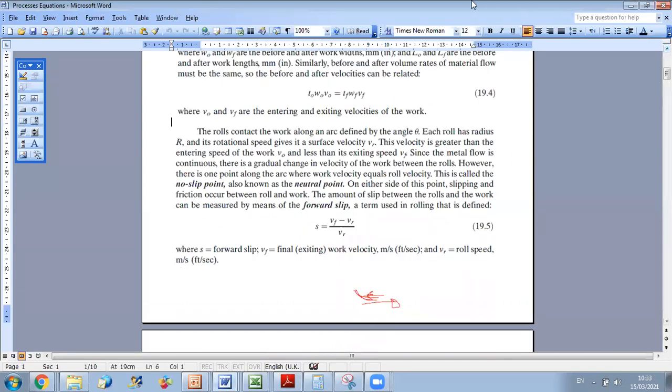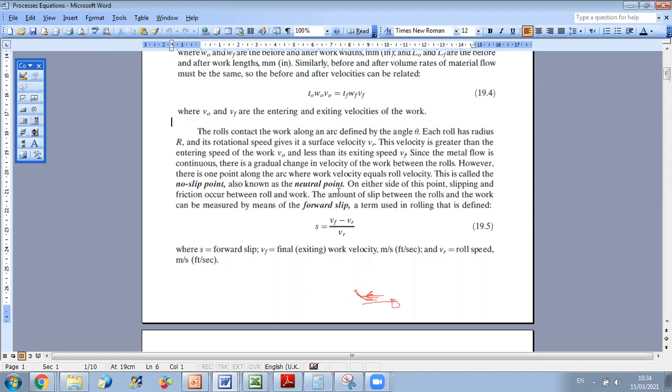So the rolls contact the work along an arc defined by the angle theta. Each roll has a radius R, and its rotational speed gives it a surface velocity VR. This velocity is greater than the entering speed of the work and less than its exiting speed. Since the metal flow is continuous, there is a gradual change in velocity of the work between the rolls. However, there is one point along the arc where work velocity equals the roll velocity. This is called the no-slip point, also known as the neutral point. On either side of this point, slipping and friction occur between the roll and work.